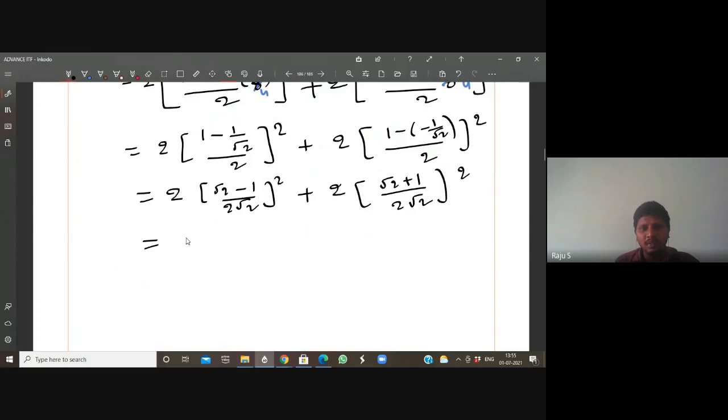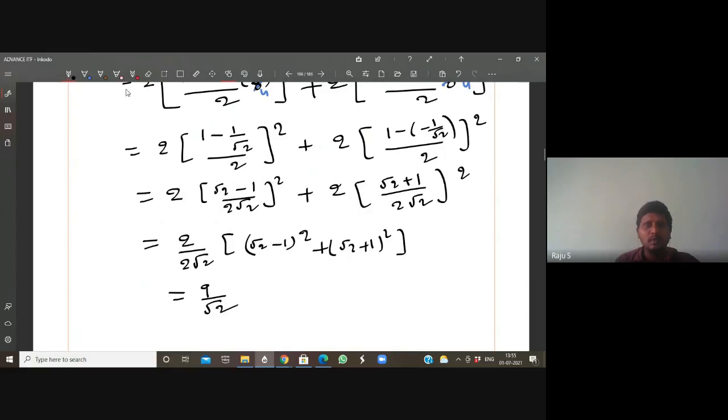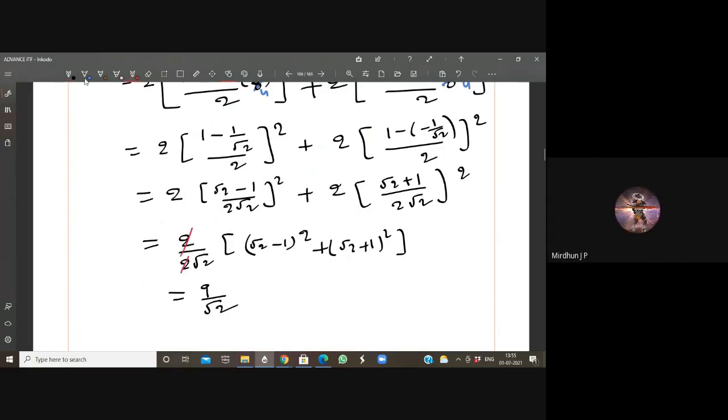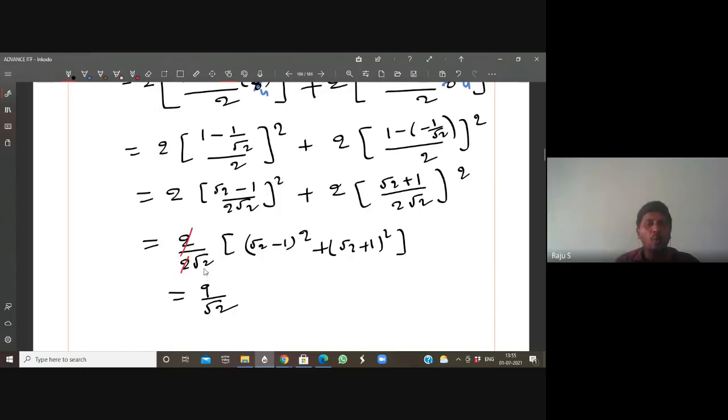When I write the squares separately, 2 by 2 root 2 is common. Then root 2 minus 1 whole square and root 2 plus 1 whole square. So it is in the form of a minus b whole square plus a plus b whole square. 2 gets cancelled here. 2 root 2 whole square is 8. Very good. So this becomes 8, so it is 4, so 1 by 4.